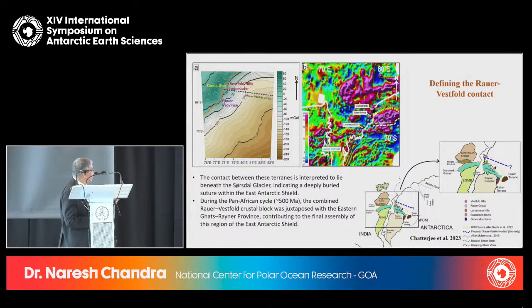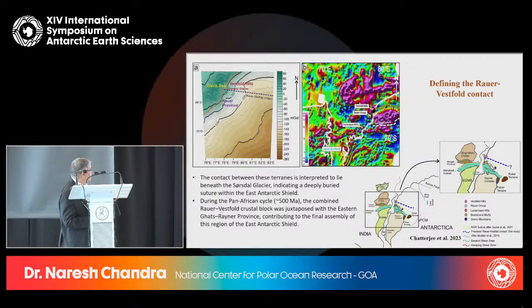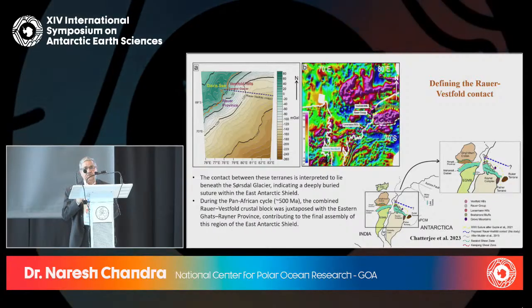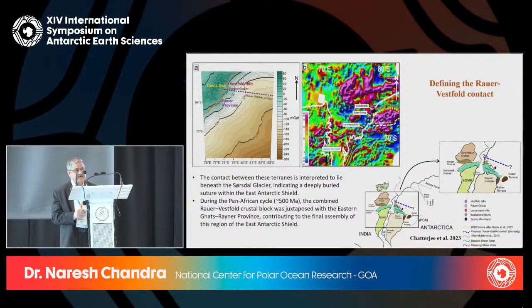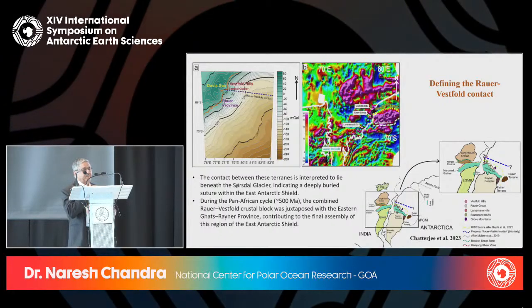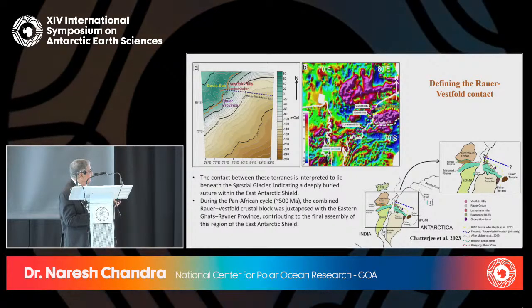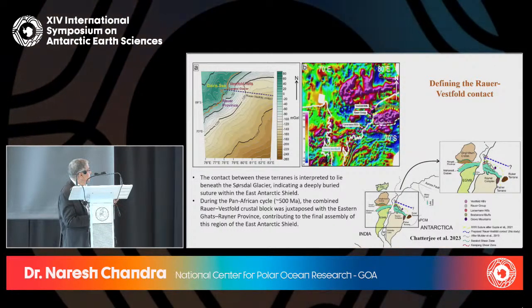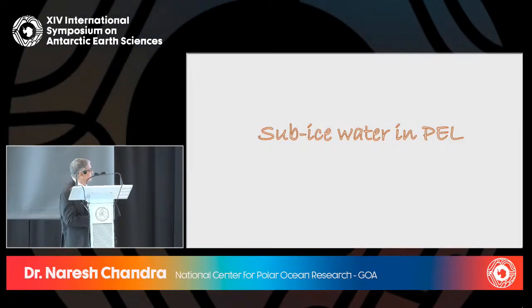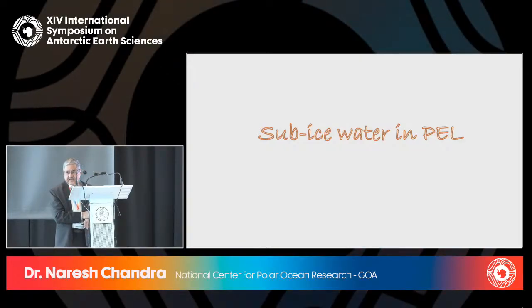Here there is gravity data. You see a change in the direction of the gravity contours beneath Sausdale Glacier. So combining all this data, this new information tells us that it is probably here, the Rohr-Westfold contact. So that is another thing which we did. I have some time.